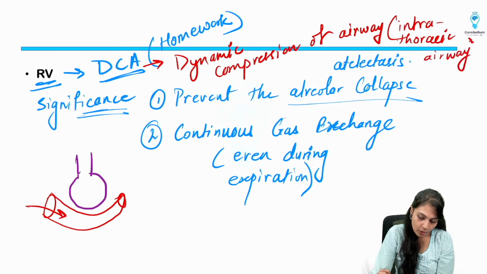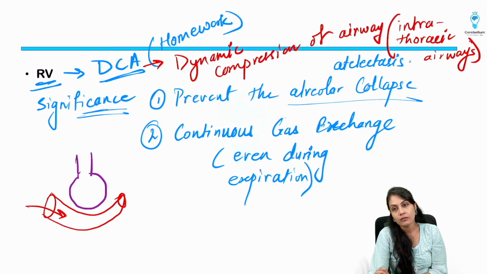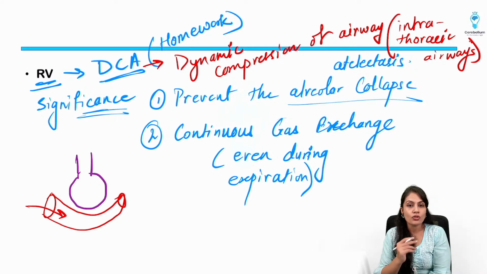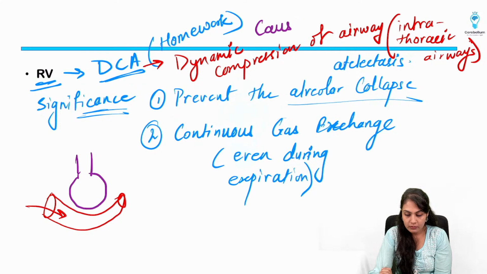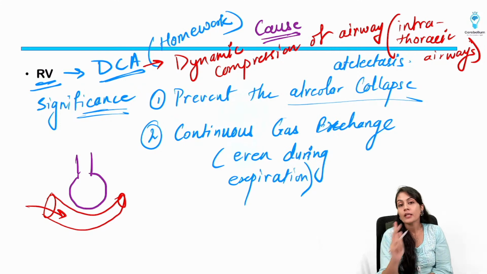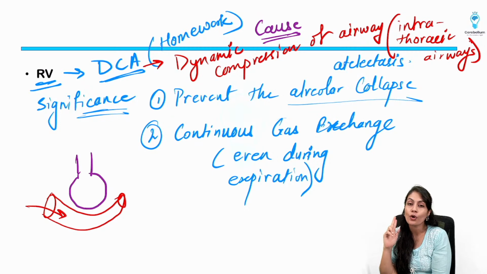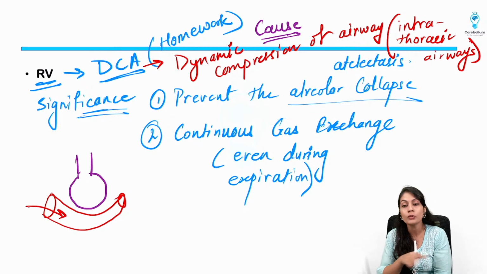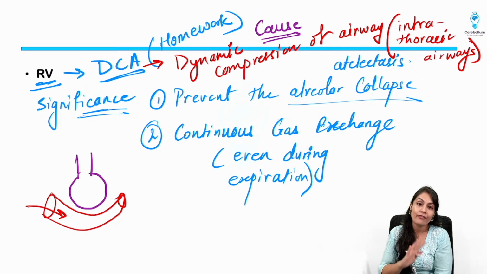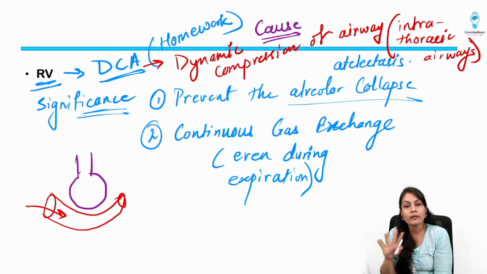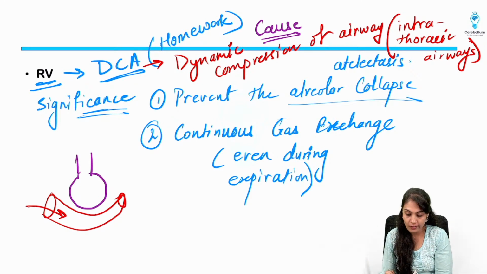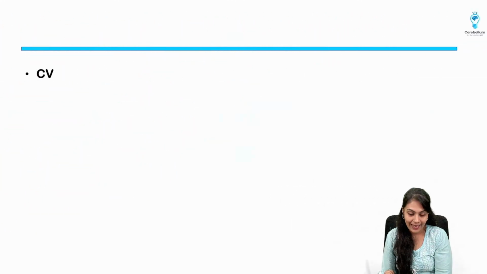That is the hint, because the extrathoracic airways do have cartilages, and that's why we are not going to include them, right? But again, some of them won't have it. So just read about the dynamic compression of airway, that is the cause of having the residual volume inside the lung. There are two different questions and your answer will change according to the question. If they ask the cause of the residual volume, your answer will change. If they ask what is the benefit or what is the significance, don't tell the dynamic compression of airways. It is going to be the benefits that is written over here: atelectasis prevention and continuous gas exchange, right?